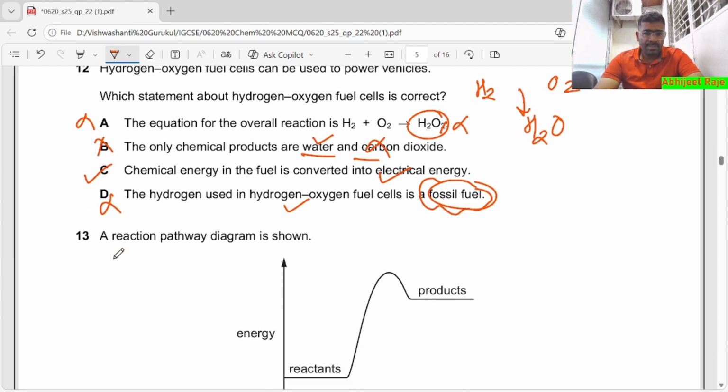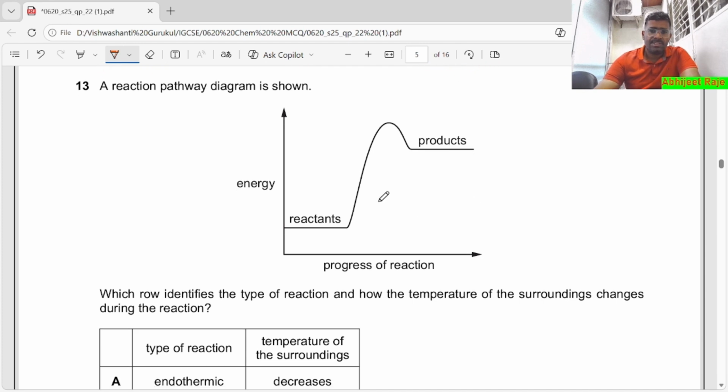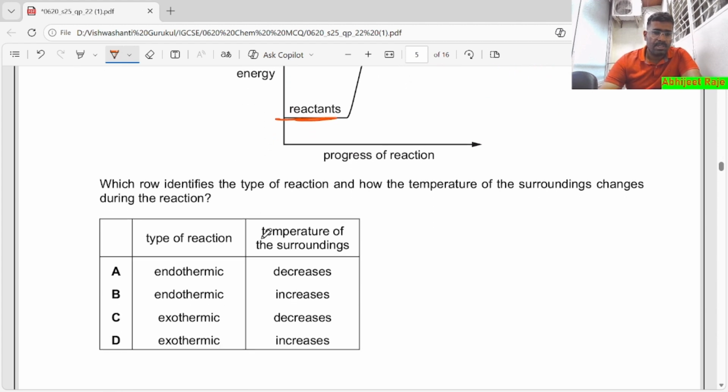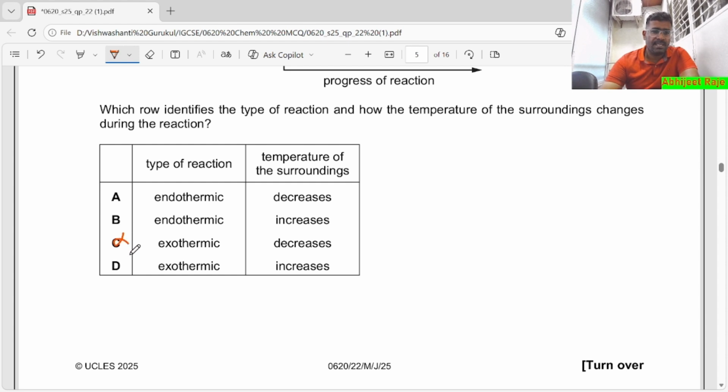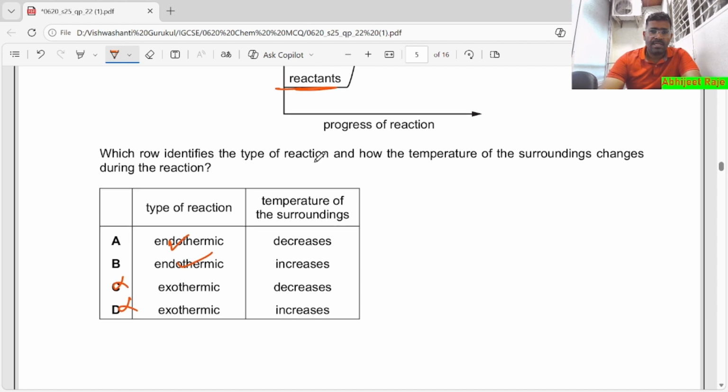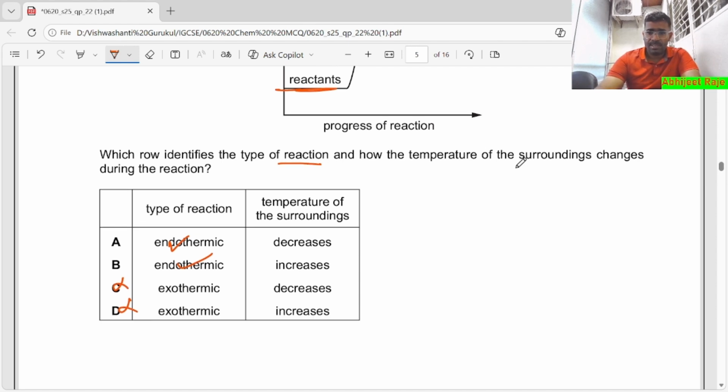Now the reaction pathway diagram you can see here. Looking at this diagram, straightforward question. Reactants are lying low, products are lying high. So this is an endothermic reaction. So the type of reaction is endothermic. You can look at the options. They have given C, exo is gone, endo. Second thing they have asked, which row identifies the reaction and how the temperature of the surroundings changes.